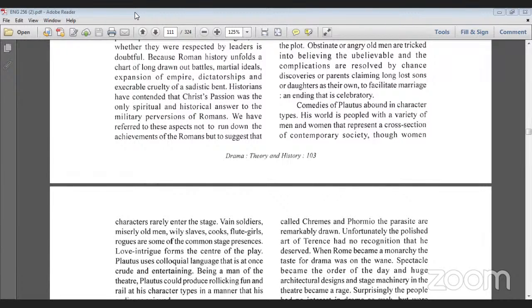Yeah, we are doing English 256, Understanding Drama Theory. Here we are going to do C for page number 103.